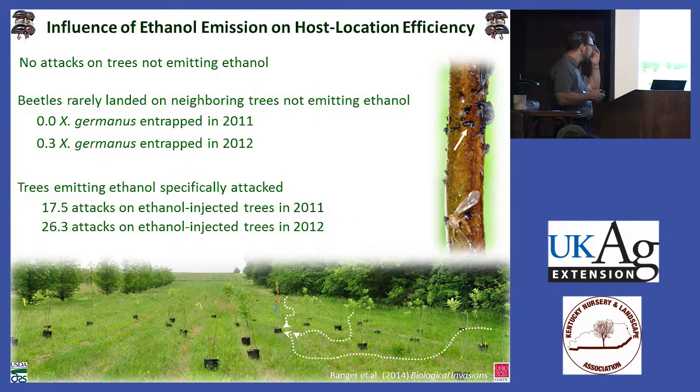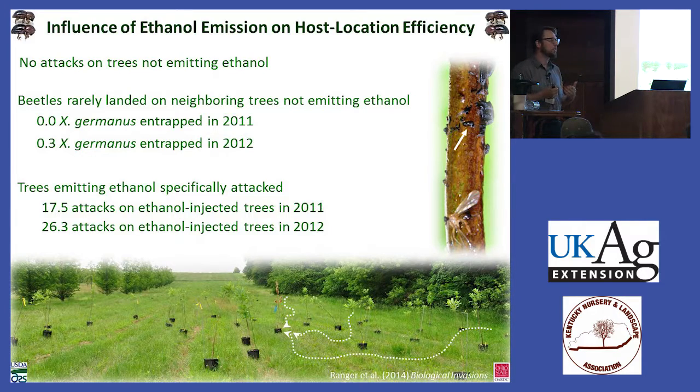Just to give you an idea of how efficient they are at finding trees that are emitting ethanol, we did an experiment where we set up a tree in the center of a plot that was injected with ethanol, and neighboring trees were placed around it that were not injected with ethanol. So they were not, to our knowledge, stressed, and they were not emitting ethanol. Then we looked at landing rates and also attacks on these trees. We found that there were no attacks on any of the trees despite their proximity to the ones emitting ethanol.